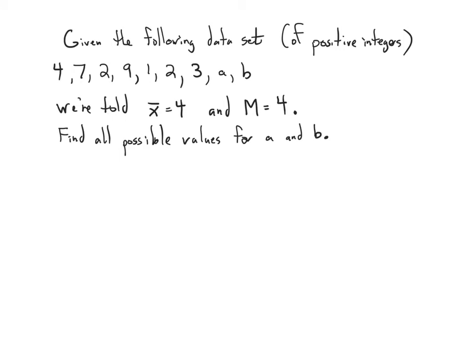All right, let's look at this example. This one's a little bit different. We're given a data set with two missing elements, A and B. We're told they're positive integers, so we're not dealing with decimals or fractions. We have 1, 2, 3, 4, 5, 6, 7, 8, 9 elements here. We were not told what A and B are, but we are told that the mean is 4 and the median is also 4. So we're asked, what are all possible values for A and B? And let's also say, if there's a bigger one, let B be the bigger one.